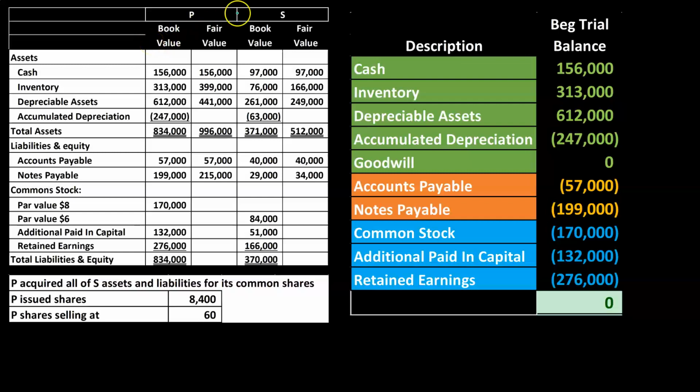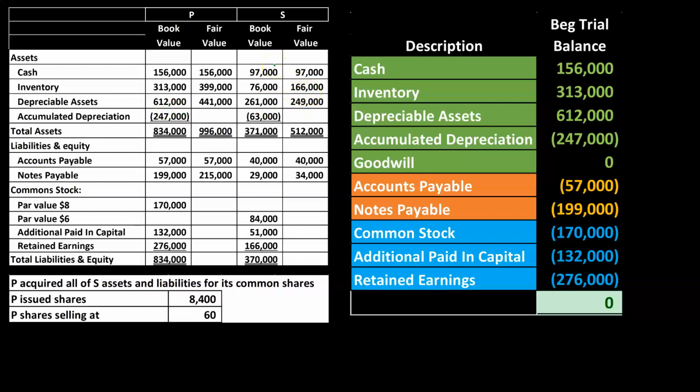Then when we move over to S, the question is, all right, do we take S's book value or fair value? This is the point in time where we're saying, well, P's basically purchasing line by line the information, assets, and liabilities from S, and therefore we should think that there should be some renegotiation happening during that process, taking S's information from a book value to a fair value.